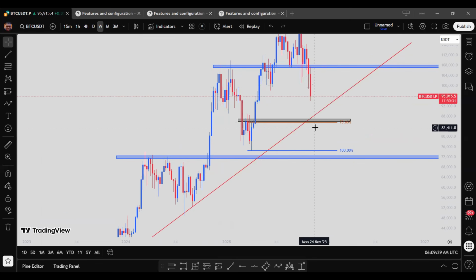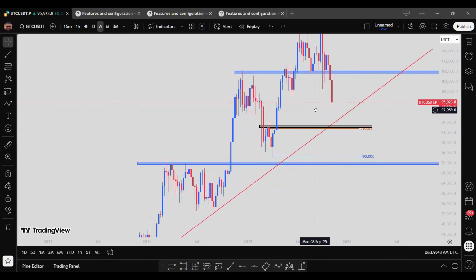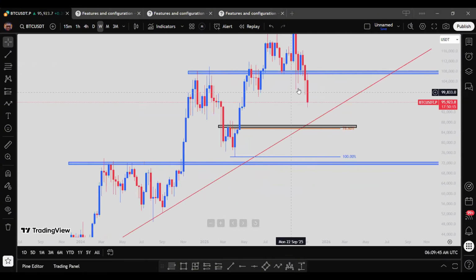If price retraces back into this zone and also into the Fibonacci level, then I'll be expecting a buy from here. I think this is around $86 per coin, or around $85 per coin. If price could go into this level here, we might be expecting a buy from Bitcoin if this level holds, right? So we are going to be expecting a buy from here.